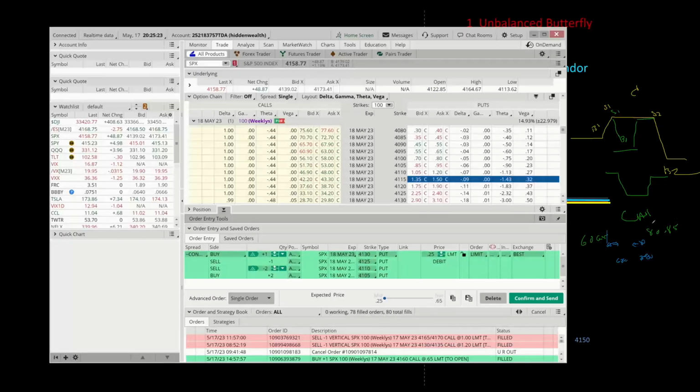75, 80 is below this, and 65, 70 is above it. That's all you have to do. You don't have to get fancier like you would with a butterfly where you've got 25 butterflies. How many can you sell at each strike before you have a sinkhole? So most people prefer the unbalanced condor just for ease of adjustments.